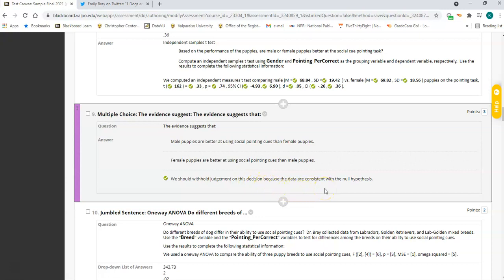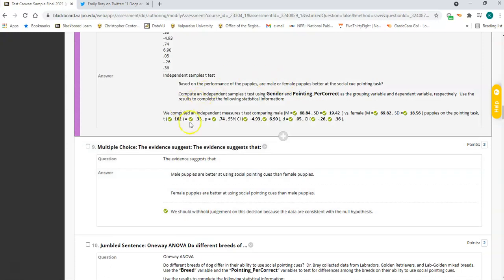Again, when the data is consistent with the null, you've got to realize, well, maybe I didn't have enough participants, maybe there are other things. So right now, we do not have enough evidence to say that male puppies or female puppies are better on this task. So we just got to withhold judgment. We have no evidence to say that one is better than the other. So there's your independent t.